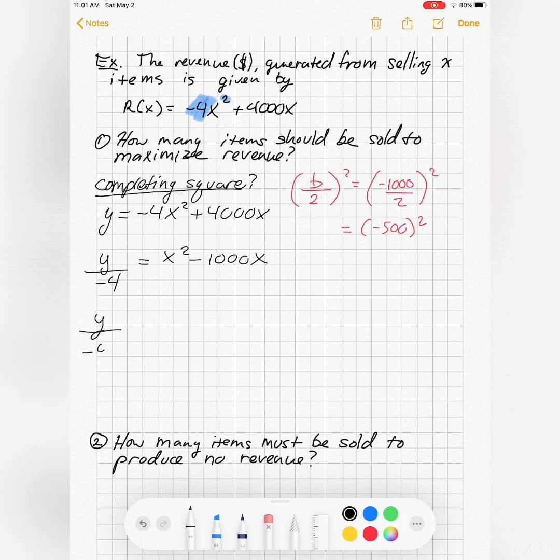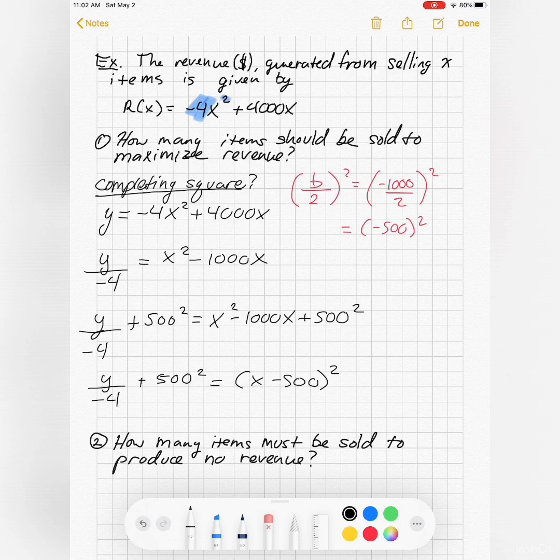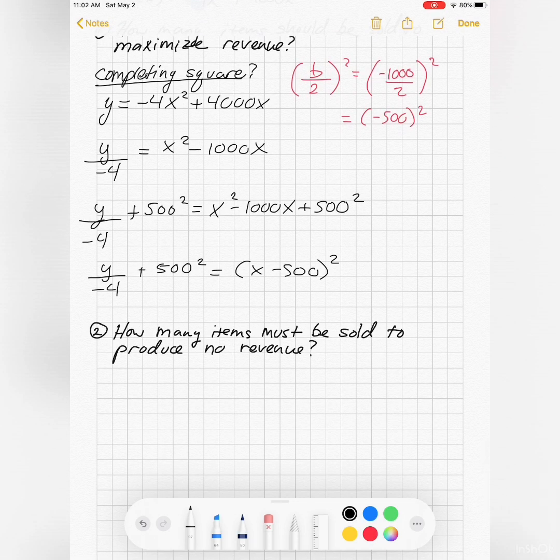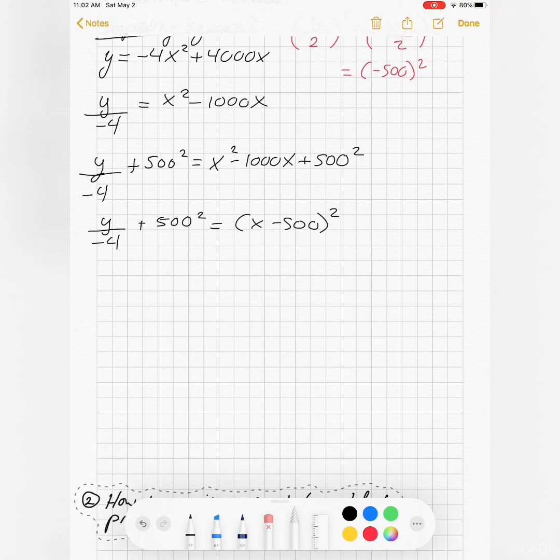Okay, so let's see. 500 squared. Then I would factor. So it has to look like this, right? 500 plus 500 is 1,000. The negative, then let's see, negative 500 times negative 500 is 500 squared. So then I just move stuff back over.